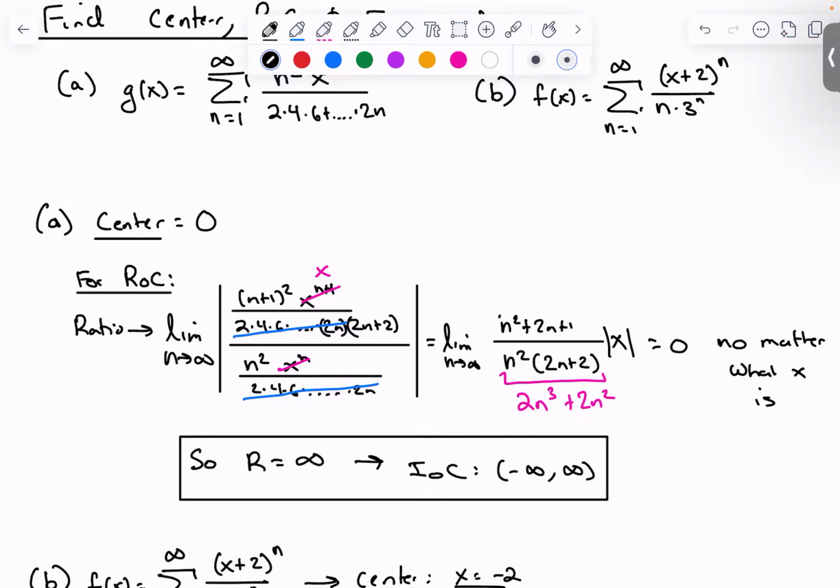By the ratio test, if the value is less than 1, it converges. And because it converges to 0, no matter what x is, it means that it's the whole real line. So the interval of convergence is negative infinity to positive infinity. Are there any questions on that?